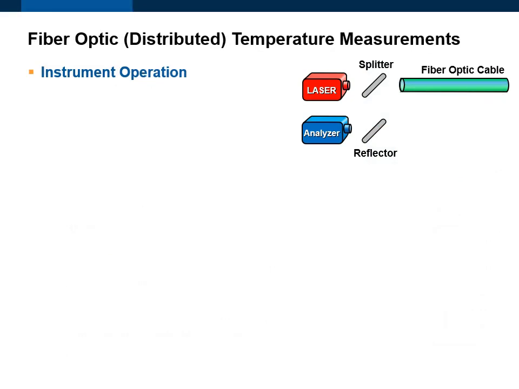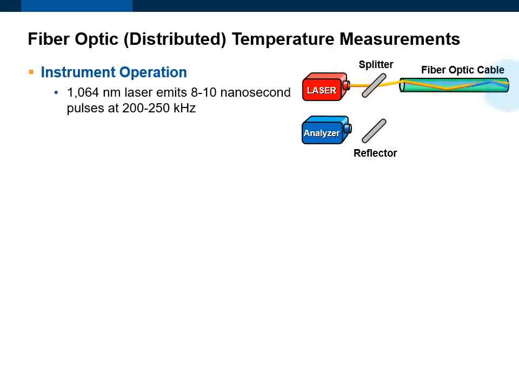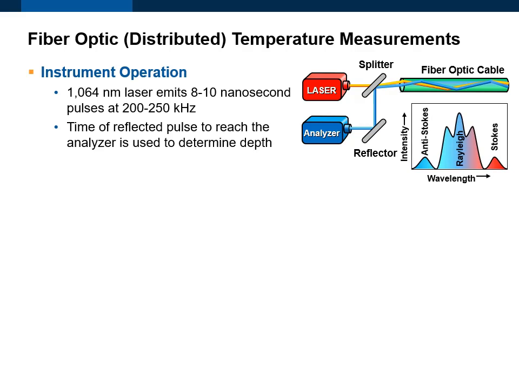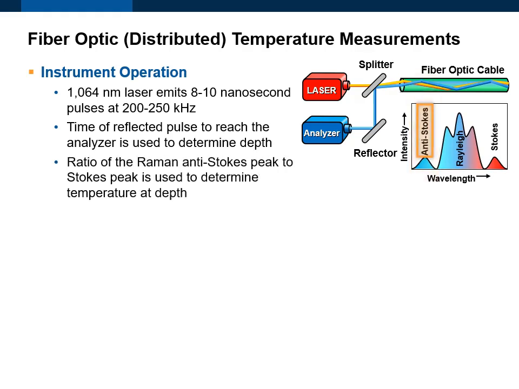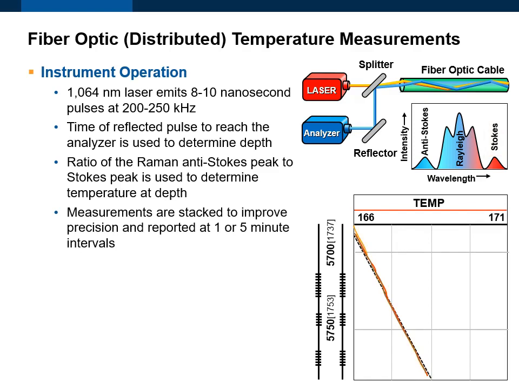Fiber optic cables can be used to measure temperature along the length of the cable. The surface instrumentation uses a 1064 nanometer laser to emit 8 to 10 nanosecond pulses at 200 to 250 kilohertz. The time of the reflected pulse to reach the analyzer is used to determine depth. The ratio of the Raman anti-Stokes peak to Stokes peak is used to determine the temperature at depth. Measurements are stacked to improve precision and reported at 1 or 5 minute intervals.